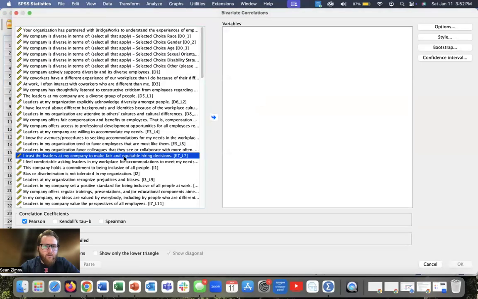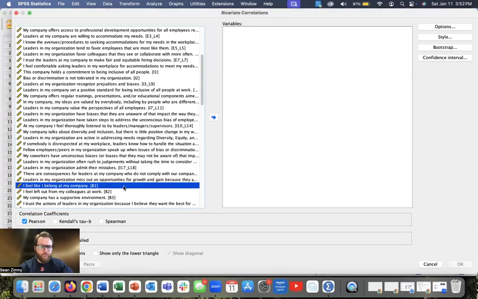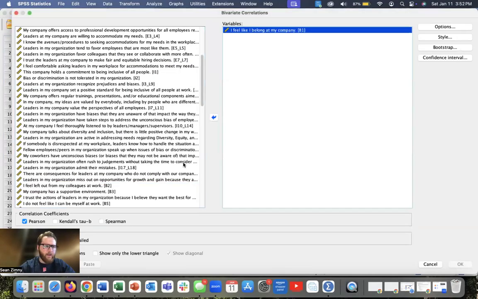Pick whatever things you want to examine for correlation. Let's do, I feel like I belong at my company as 1. And let's do the other.